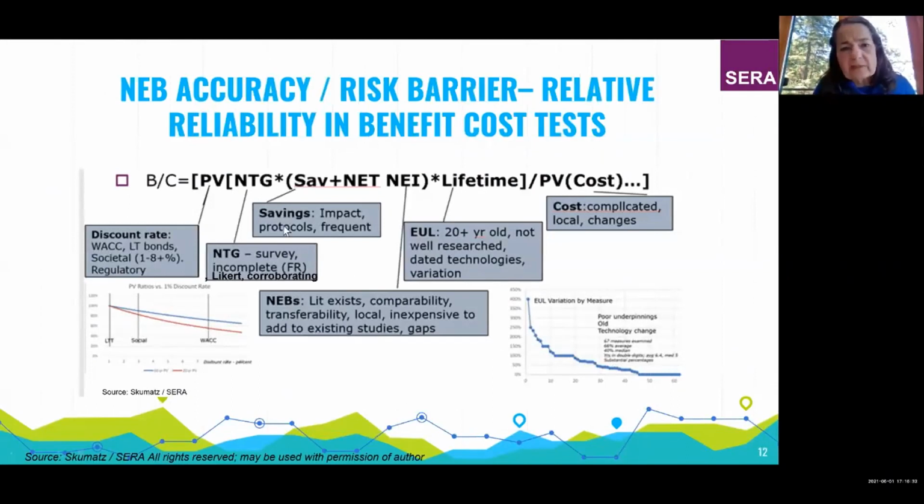That would be net to gross, which is also based on a survey. It's incomplete. It uses Likert scales and other things with relatively arbitrary numeric assignments. We also exclude part of net to gross to begin with in many cases. The measure lifetime, or what's called EUL here, is based on numbers that are well over 20 years old, not really based on the current technologies, and have great variations across different jurisdictions in the US, with no explanation about why a number would be much bigger in an area that's, say, hotter or colder than in other areas. NEBs are no worse than many of the numbers that are in there, and I think they're better than most.